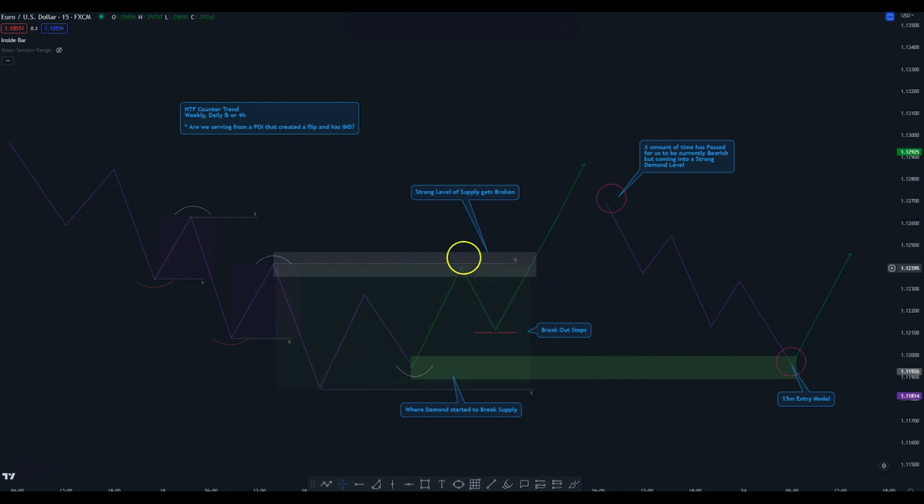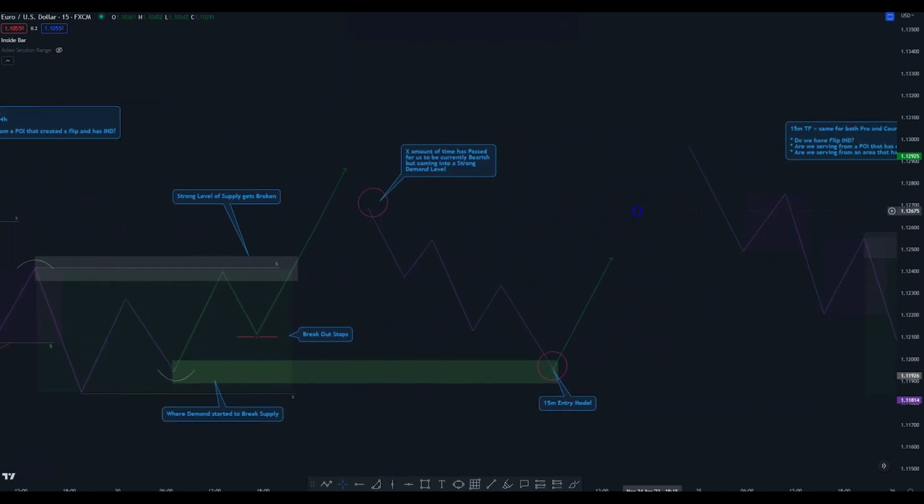Now if we're seeing a strong higher time frame setup like this, and we've had all this price action happen, and supply is actually currently serving, but we're in a strong point of interest that has swept liquidity, got inducement and created a strong flip, then we can go down to our 15-minute entry model combined with our 1-minute entry model. Really important: got inducement and it's created a flip. Okie doke, so that's our counter trend higher time frame.